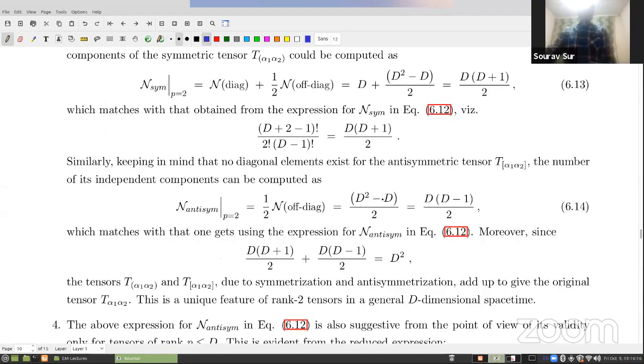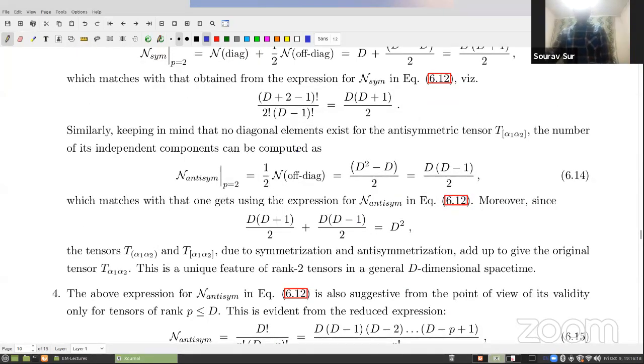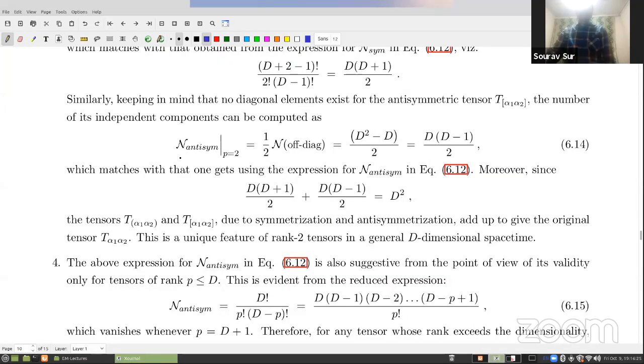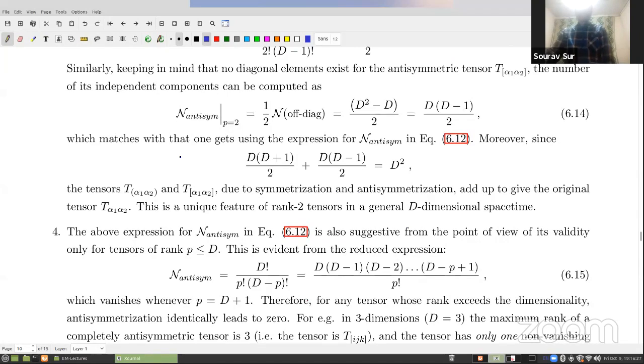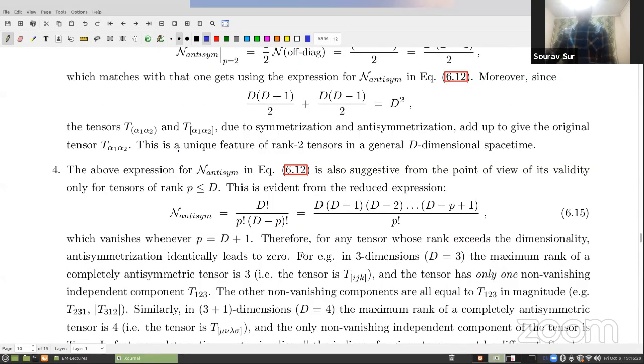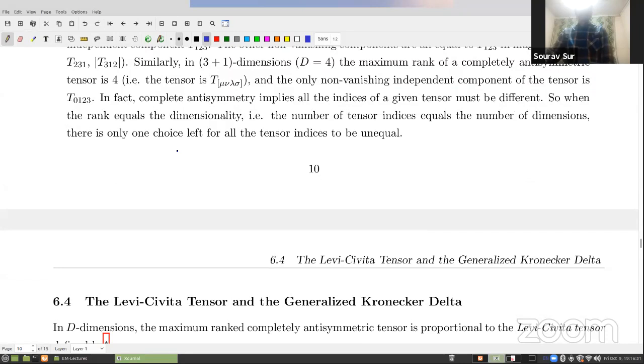So these are some definitions. If you're interested, you can go through this. This is denoting the number of independent components of tensors, of symmetric and antisymmetric tensors. I'll not go through these details.